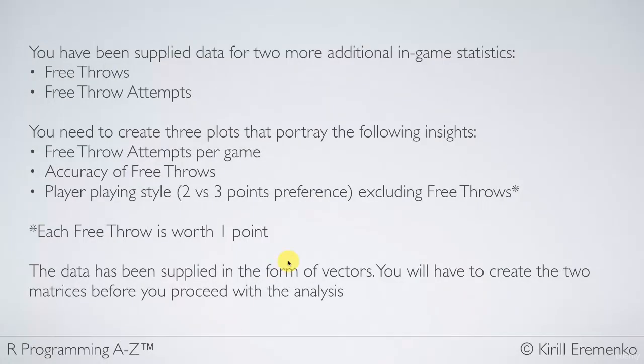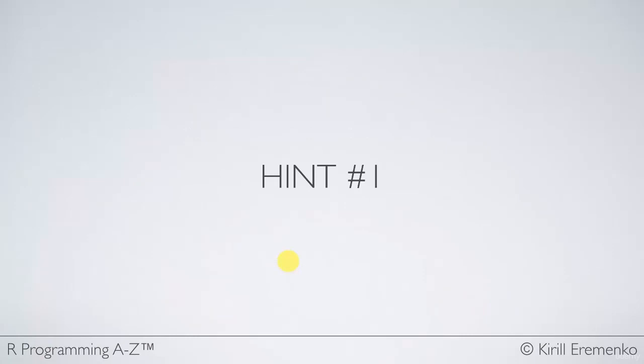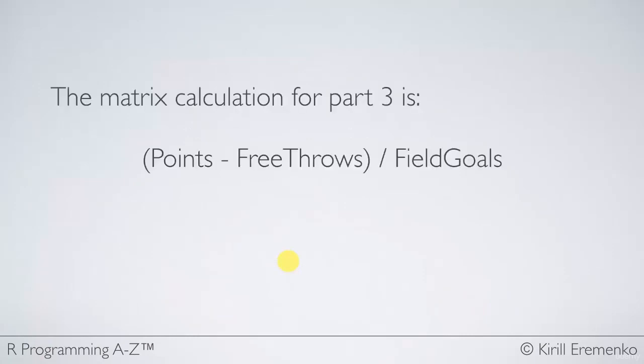Okay, so hint number 1, very simple hint. The matrix calculation for part 3 is points minus free throws divided by field goals. So it's quite straightforward. And what's going on here? Previously we just had points divided by field goals, and that wasn't exactly correct. But now we're just going to take points and subtract free throws, because we know that free throw attempts are the attempts that they made. Free throws are the successful free throws, and every free throw is equal to 1 point.